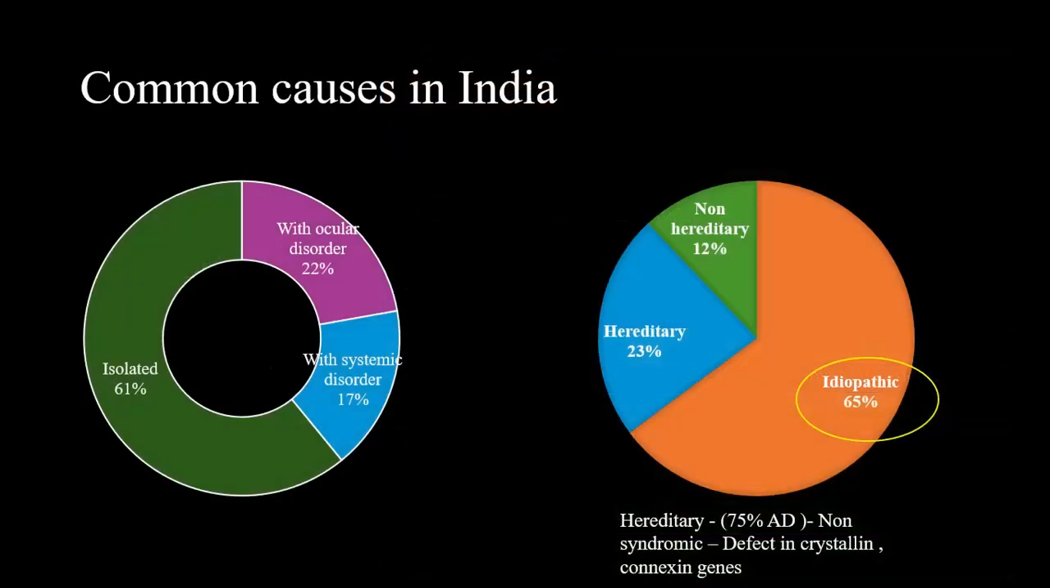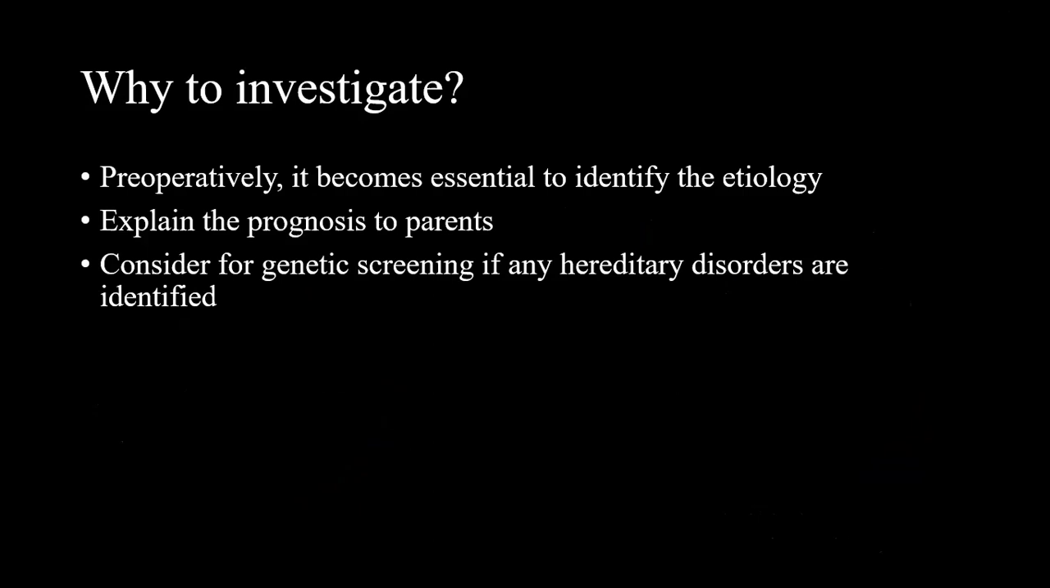However, in India, the most common causes are idiopathic, 65%, followed by hereditary causes, 23%, and then the non-hereditary causes. So why, when, and whom, and what to investigate in children? Why we have to investigate is, first, preoperatively, it becomes essential that we identify the etiology so that we get to know about the prognosis and we can explain the same to the parents. And also we can consider genetic screening if any hereditary disorders are identified.